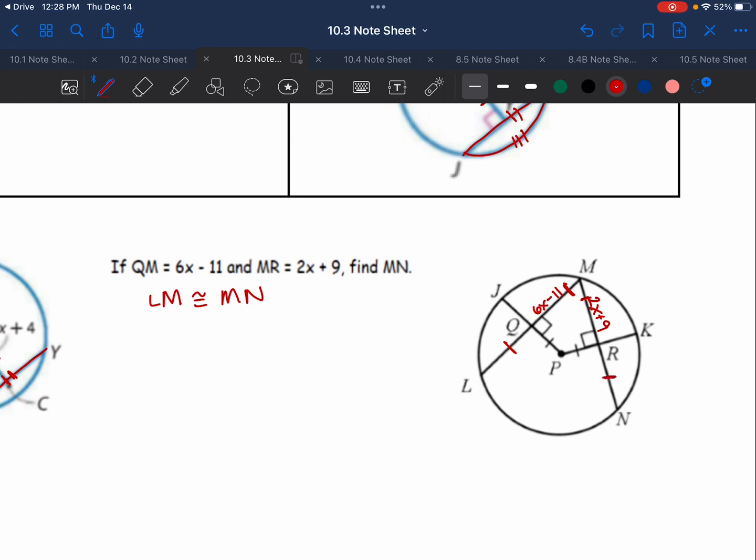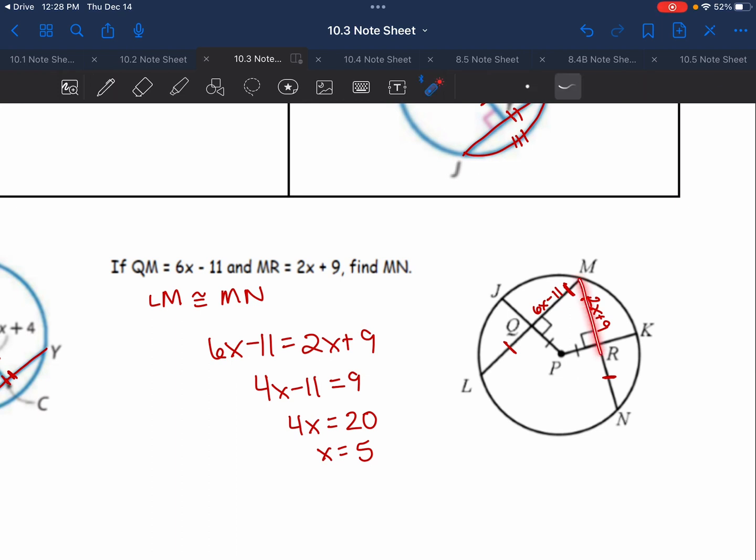And I'm only using one hash for all of them because if LM is congruent to MN, then their halves are congruent. LQ is congruent to RN, which is congruent to MR, which is congruent to QM. So that means these two are congruent. So if I set those equal to each other and solve, I can find x is 5.